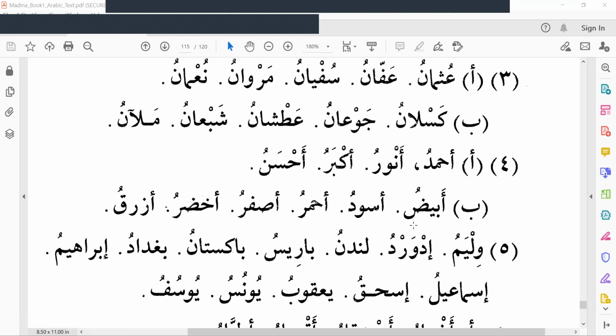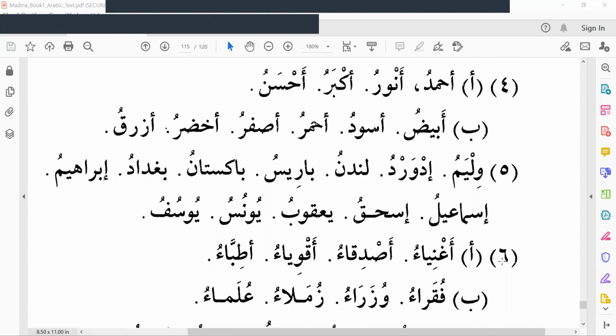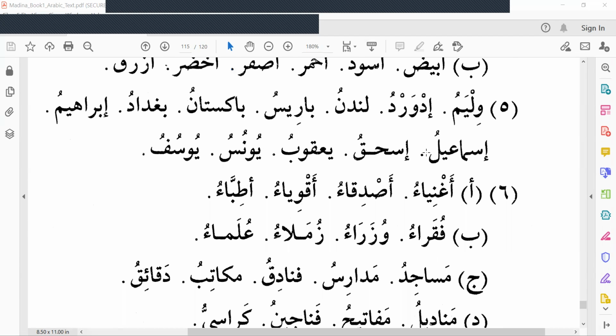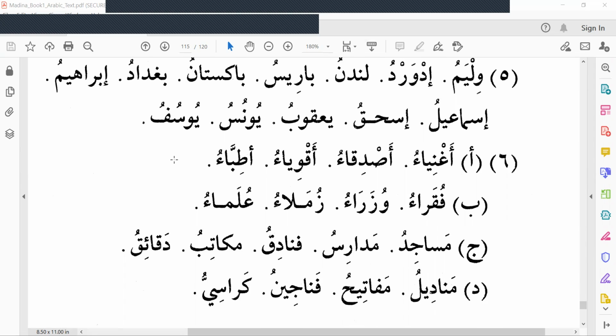Those colors: abyadu means white, aswadu black, ahmaru red, asfaru yellow, akhdaru green, azraqu blue. So those colors in af'alu patterns are also considered as al-mamnu min as-sarf. Fifth category, non-Arabic names. All the non-Arabic names are also considered as al-mamnu min as-sarf. Williamu, Edwardu, Londonu, Parisu, Pakistanu, Baghdadu, Ibrahim, Ismail, Ishaq, Yaqub, Yunus, Yusuf.